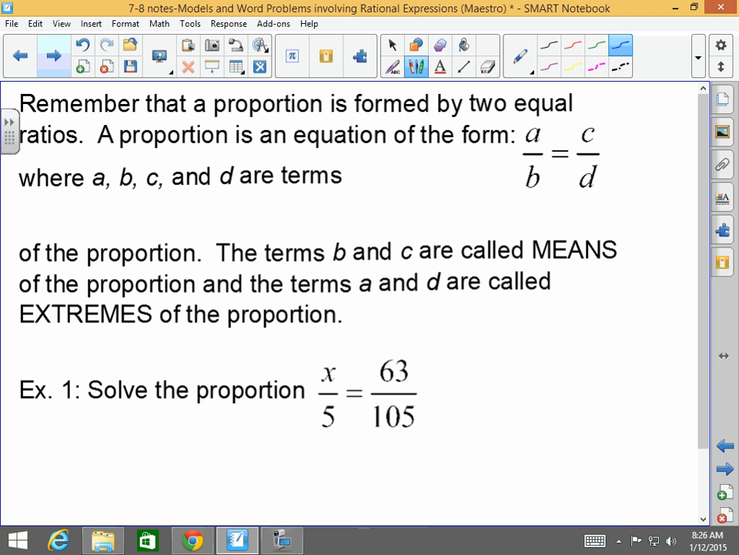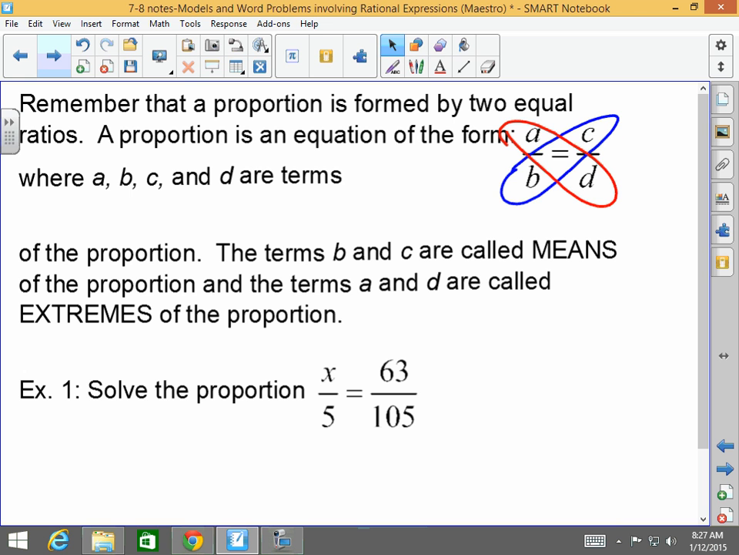Remember that a proportion is formed by two equal ratios. When you're solving proportion equations, you're setting up two equal ratios in the form of A to B equals C to D, where A, B, C, and D are terms of the proportion. The terms B and C, those are called the means. You're going to see this in geometry. And the A and D are called the extremes. So the letters in red are the extremes. The letters circled in blue are the means.